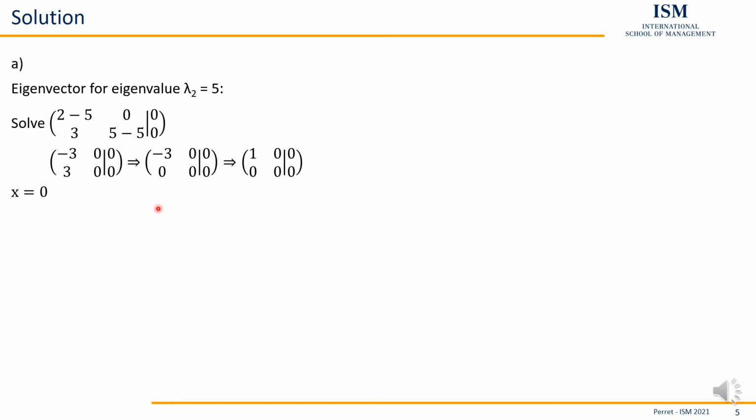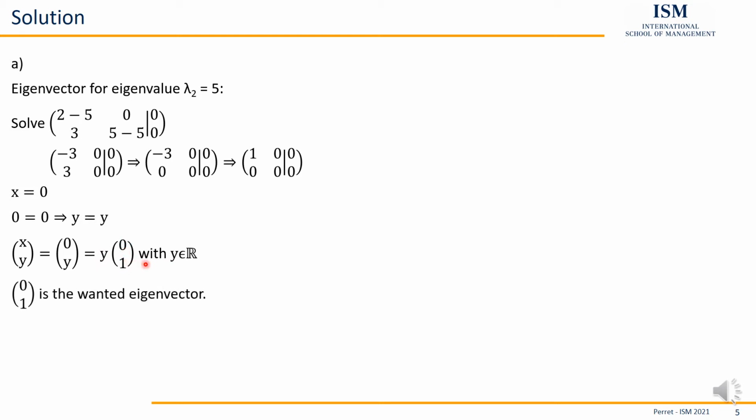So of the other variables, we select one as arbitrary. Here, this is then again the y. We can use this to write down our solution, or solution vector. So we know x is equal to 0 and y is y. Then again, we pull the y in front of the vector, giving us here as this direction 0, 1. So the 0, 1 is the wanted eigenvector for the eigenvalue 5. So this is the eigenvector for this eigenvalue.